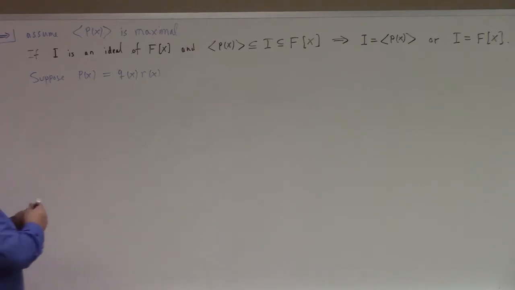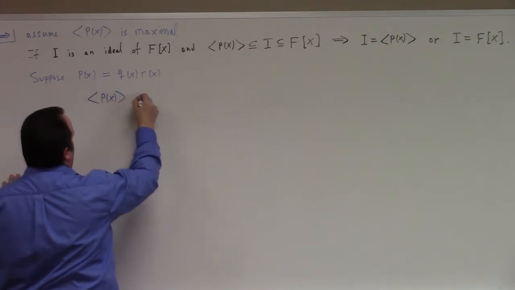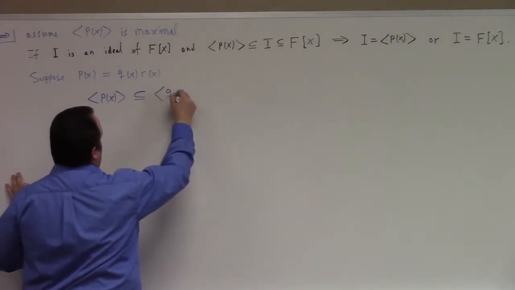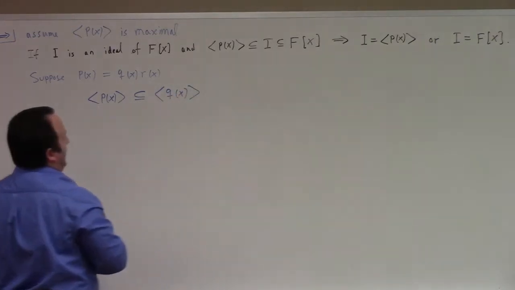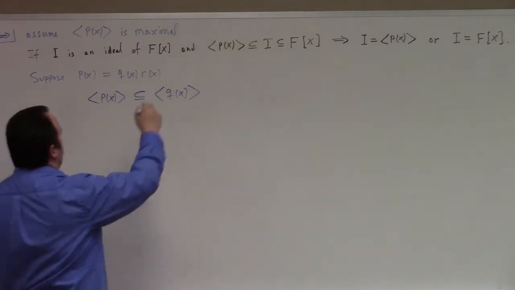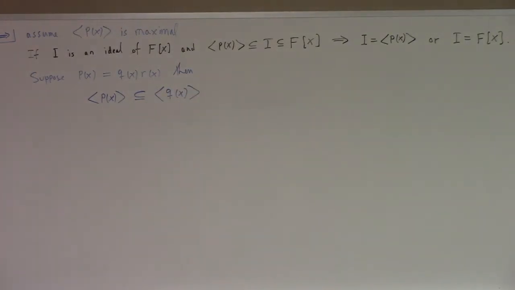Whoa, one thing at a time. The ideal generated by P of x, you said, is a subset of the ideal generated by what? Right. Let's just work with the Q for the moment. What does that say then?